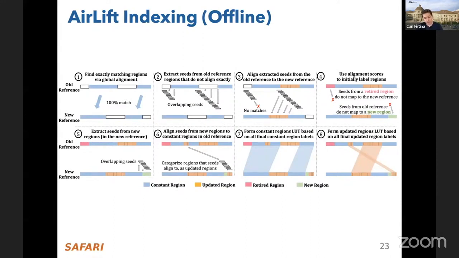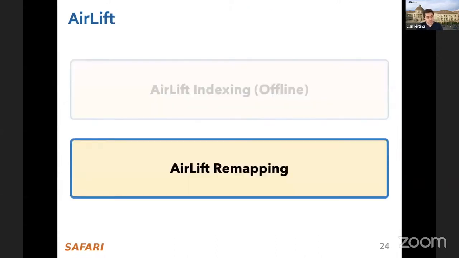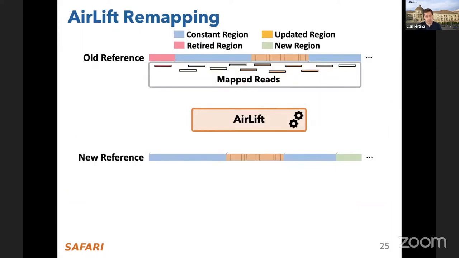This essentially gives us a sort of lookup table, meaning given a particular position in the old reference genome and given a new reference genome, should that particular position be considered as a constant region, or updated region, or a retyped region, etc. So let's then go over the steps that we do when mapping the reads from an old reference genome to the new one by using this AirLift indexing information.